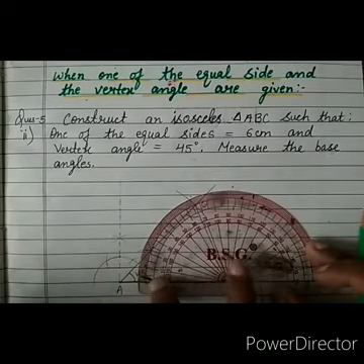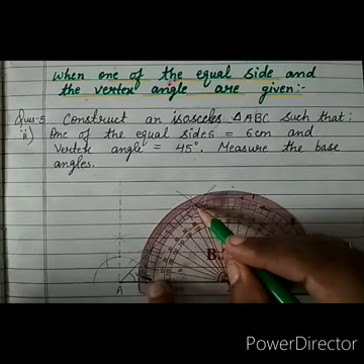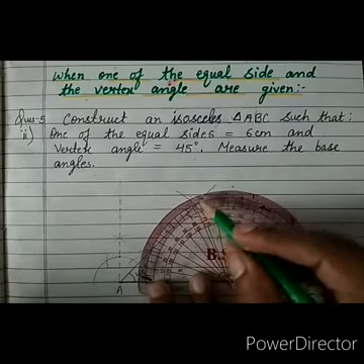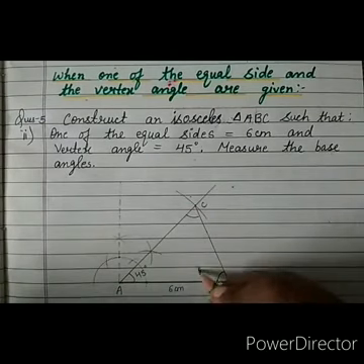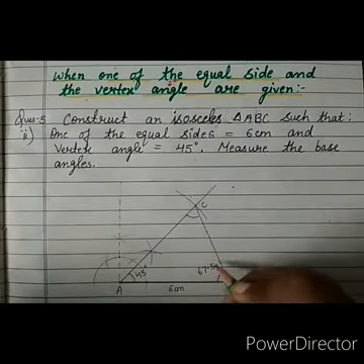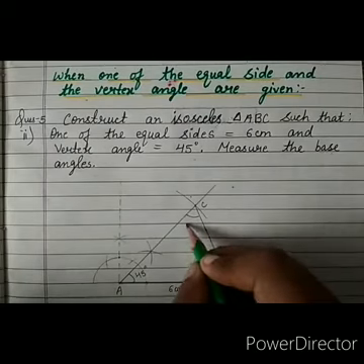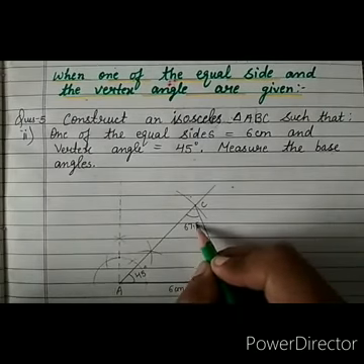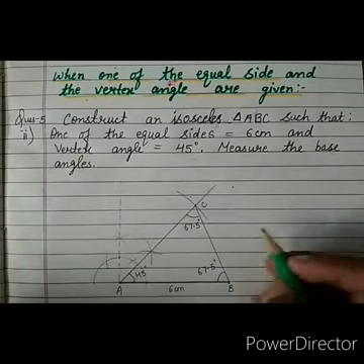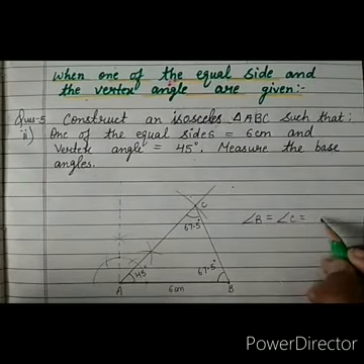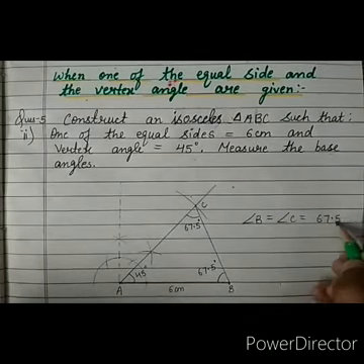Now when we measure this angle, this is 65, 66 and 67, and it is in between 67 and 68. So this angle is 67.5 degree. Because base angles are equal, so the other is also 67.5 degree. So here we can write angle B is equal to angle C, which is 67.5 degree.